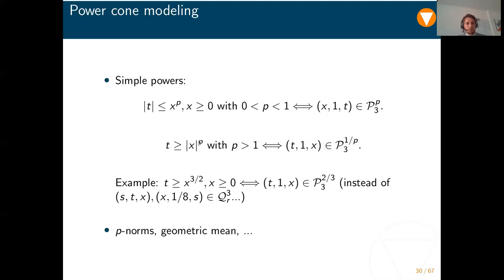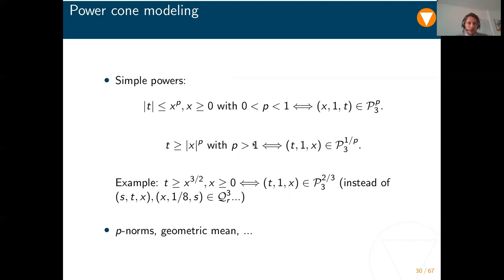When your p is larger than 1, then the convex constraint is given somehow by changing the roles of x and t. Now the p becomes 1 over p in the parameter of the power cone. But the rest is similar. So that's how you can model simple powers.